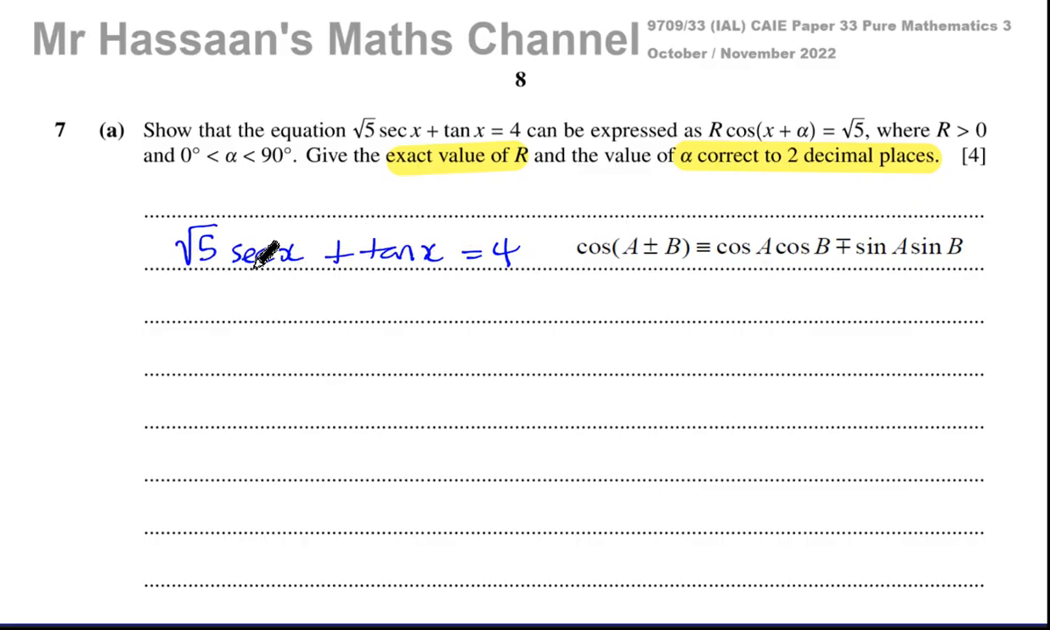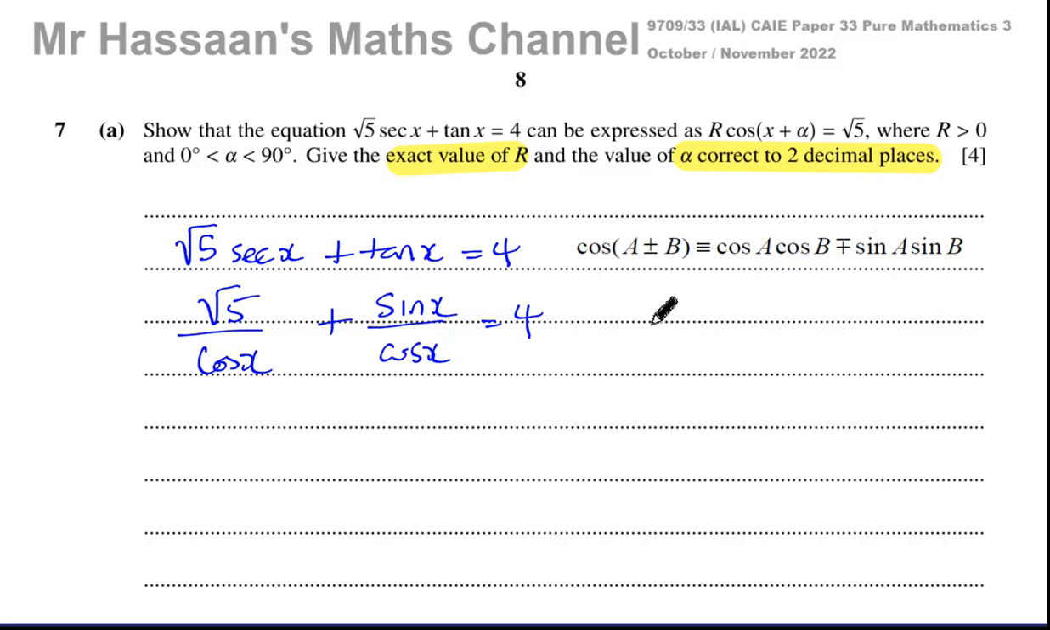I know that secant x is the reciprocal trig function for cosine x, so this is the same as 1 over cosine x. I'll rewrite this as root 5 divided by cosine x. And I know that tangent x can be expressed in terms of sines and cosines, because tan x is sine x over cosine x. Now we're getting something that looks a bit more familiar, except we've got this fraction. So let's get rid of the fraction.